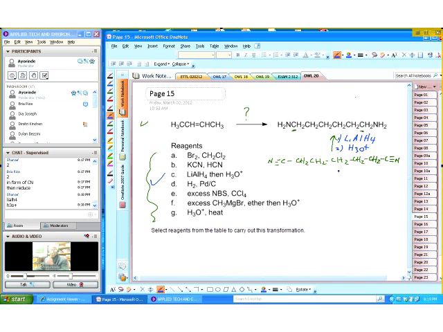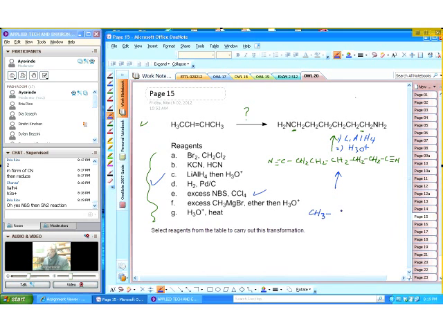Remember NBS? Remember what we told you about NBS, what it would do? This is an allylic carbon with allylic hydrogen. This is also an allylic carbon with allylic hydrogen. So therefore, excellent. We use excess of NBS. Excess of NBS will give us that.